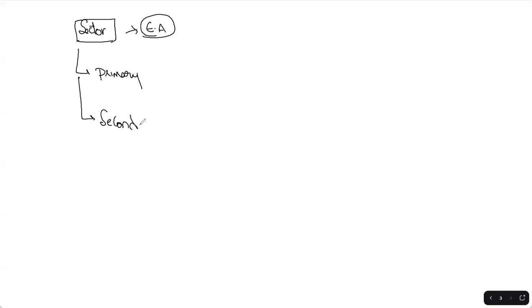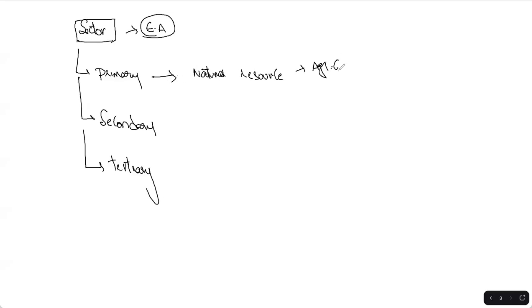secondary sector, and the tertiary sector. So what is the primary sector? Where you are using natural resources for economic activity, like say agriculture. It's not only natural resources, but primarily you are using the natural resources. So it is agriculture activity.